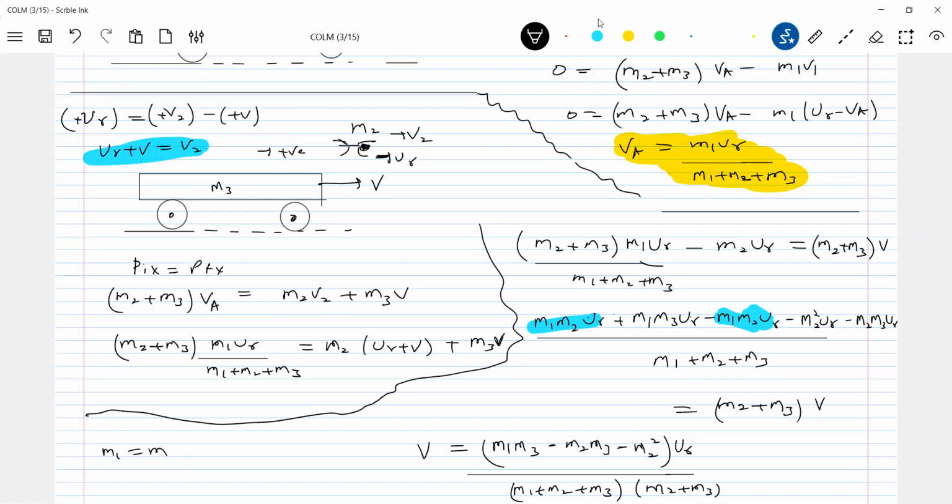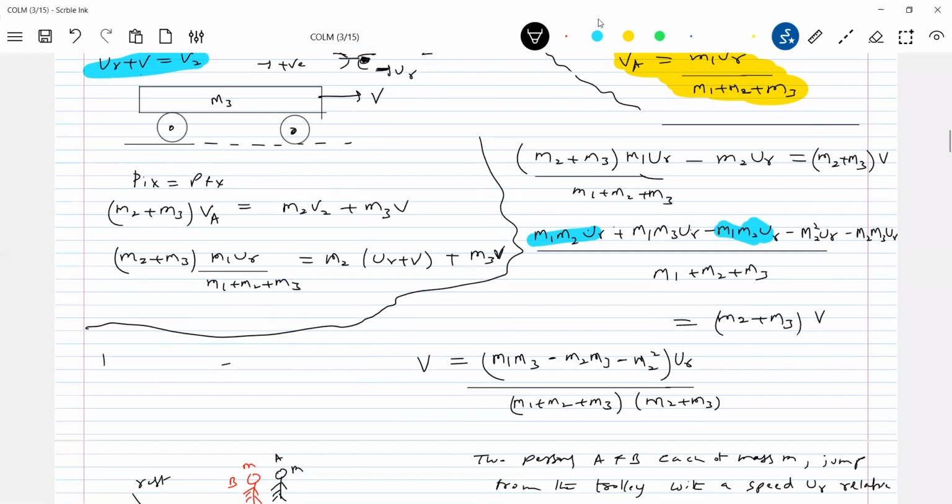M1 equal to M. You can discuss all the cases here. The first case, mass of the trolley, let it be 2M. Second case, M1 equal to M, M2 let it be 2M. Check, substitute all the values first in VA, then check in V, check V less than VA.